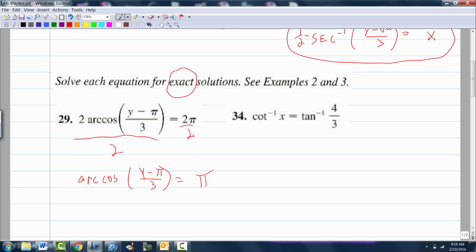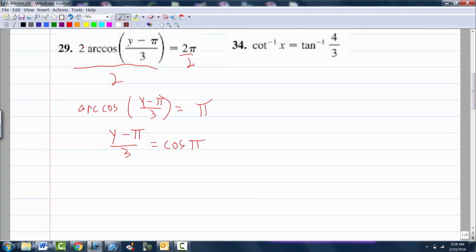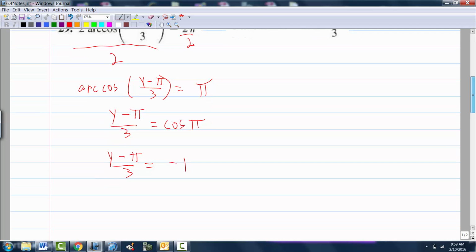Then what do I do? You cosine both sides. Does this have anything to do with restrictions? I mean, no, because there's an answer for cosine of pi, and what is it, everybody? What is the cosine of pi? -1. And then guess what? You have a grade school equation now. Multiply by 3. And then what? So multiply by 3. This is negative 3. And then add pi. Y equals negative 3 plus pi. Zippity-doo-dah.